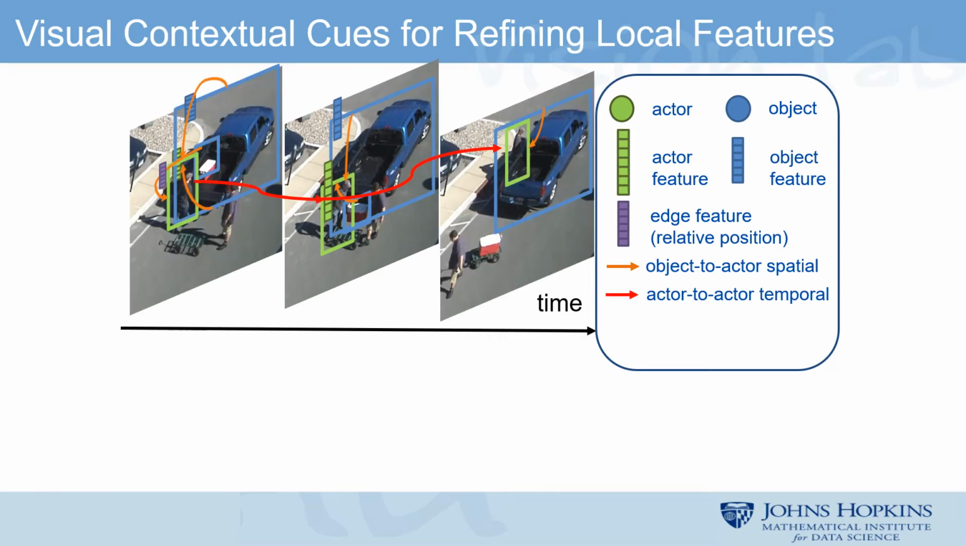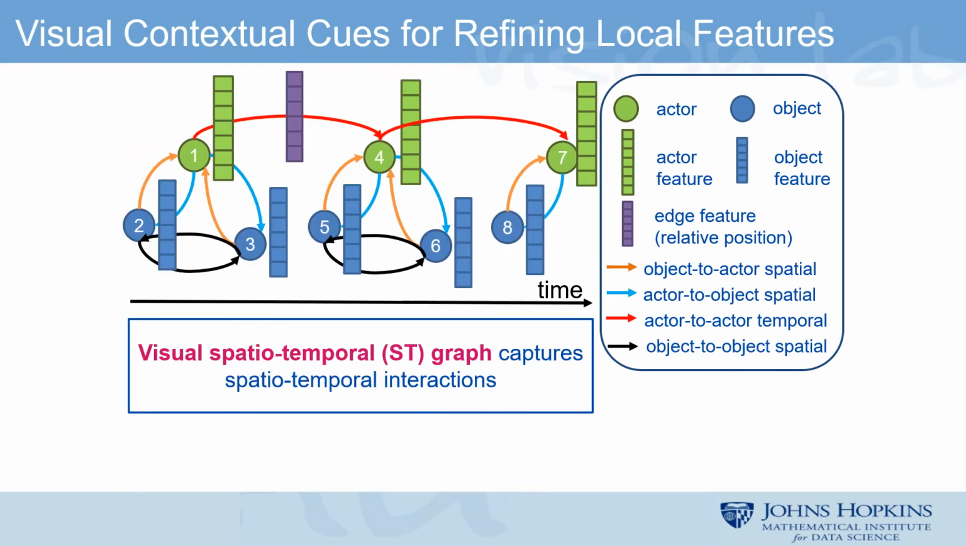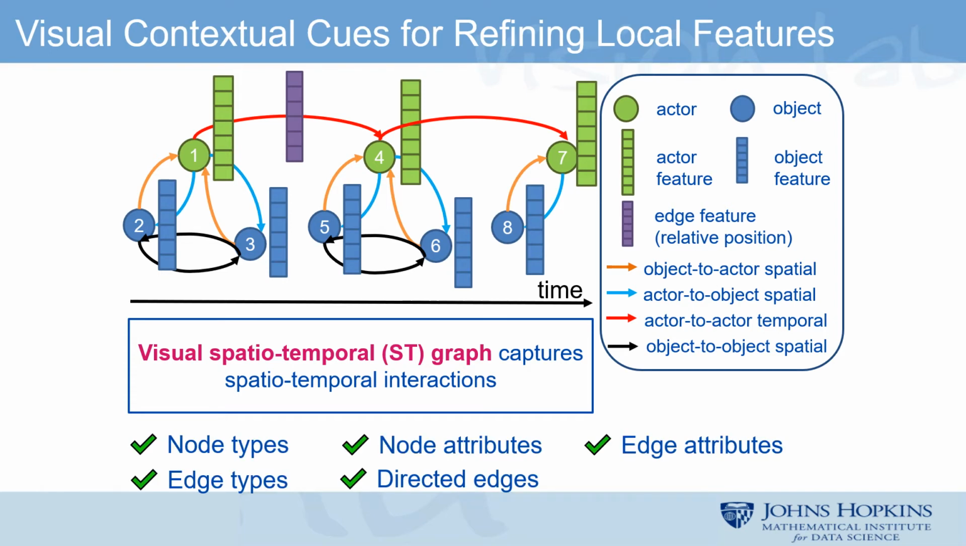Further, looking at the change of the pose of the actor from a previous time step can help us recognize the action unloading. All these types of interactions can be encoded in a visual spatio-temporal graph which has directed edges, different node and edge types, node attributes corresponding to local features, and edge attributes.